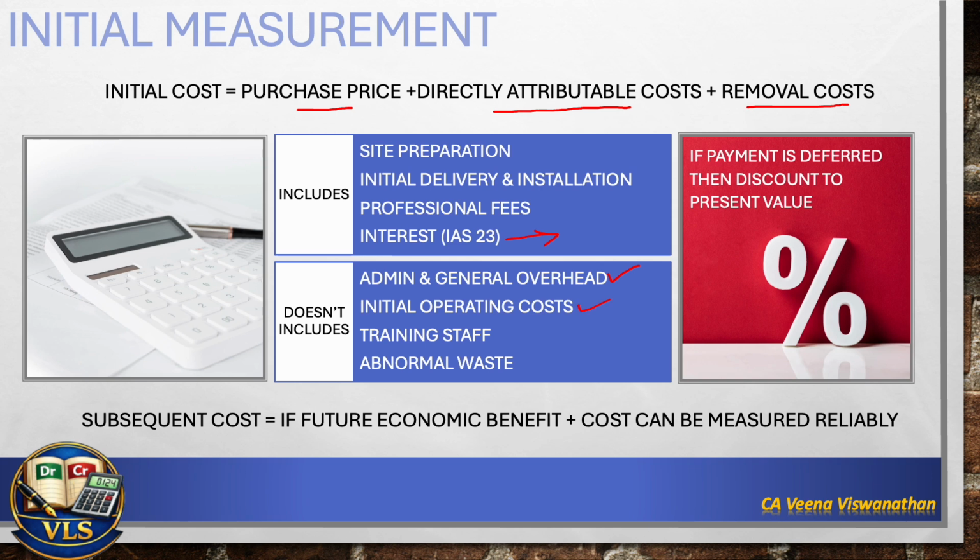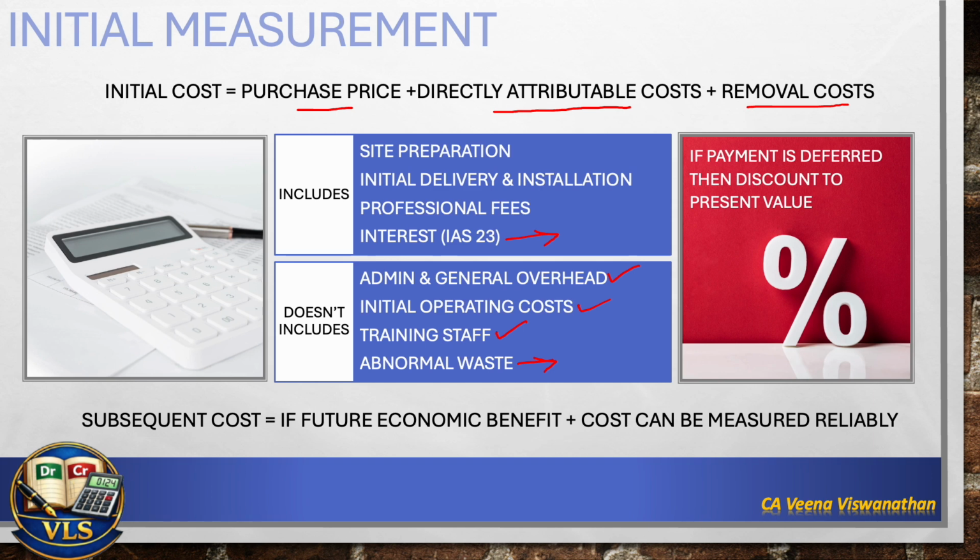Initial operating costs, and training the staff on operating the asset, are generally not included in the initial cost. If there is any abnormal waste, those are also not included in the initial cost. Once an asset is purchased and capitalized, the spending does not stop there. Companies often incur additional costs during the life of the asset. IAS 16 calls these the subsequent cost.